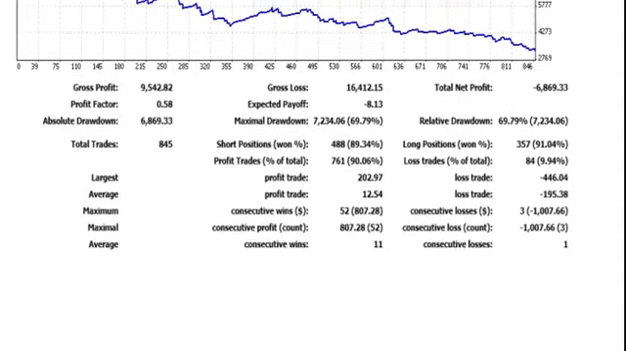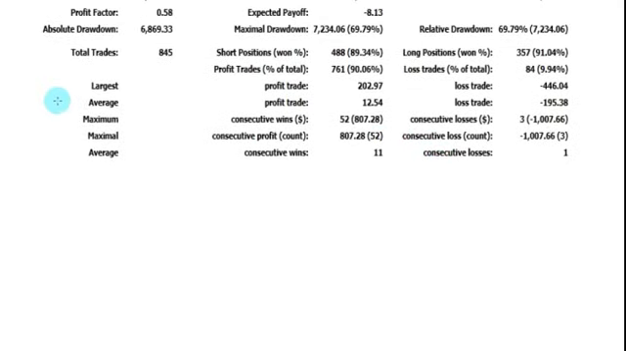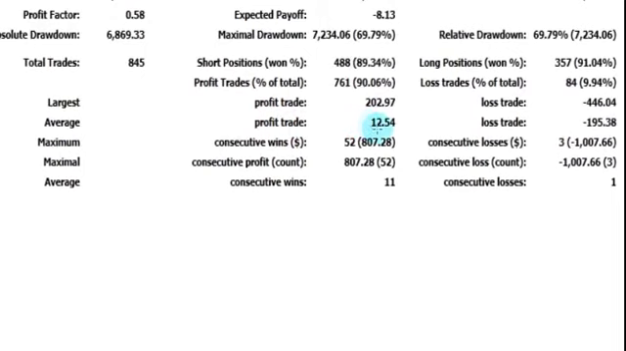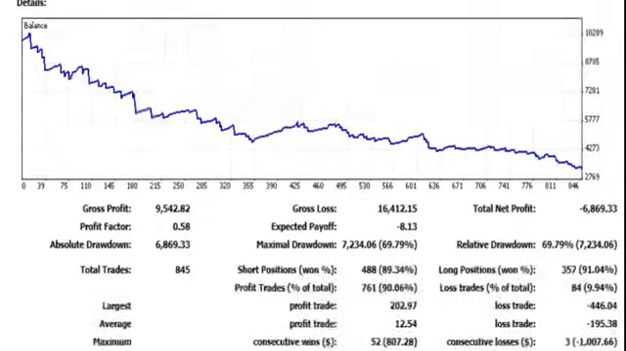Why? Because of the risk reward. Pay attention. The average profitable trade was around $10. The average losing trade was around 200. 1 to 20 negative risk reward ratio. Is it possible to make money with that? No. Here is the proof.